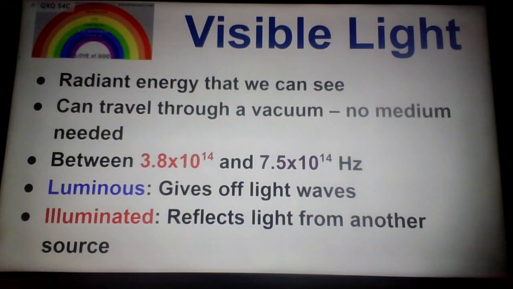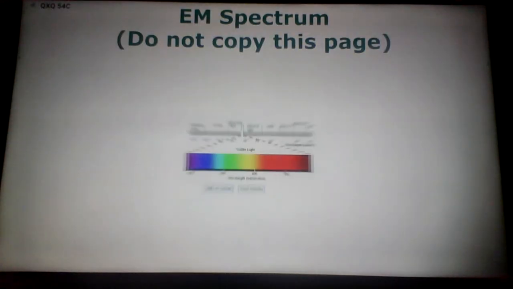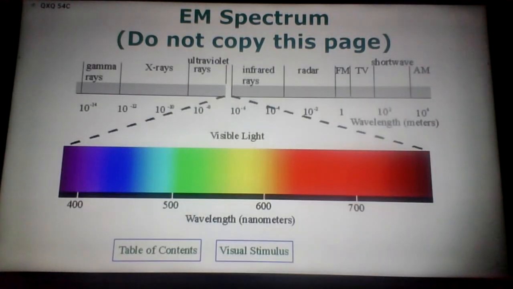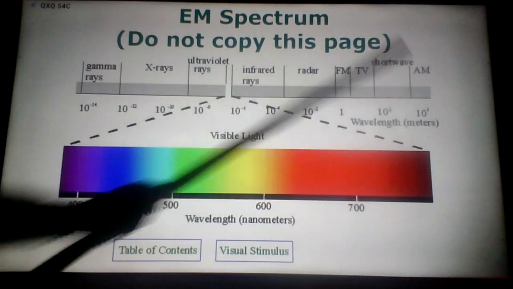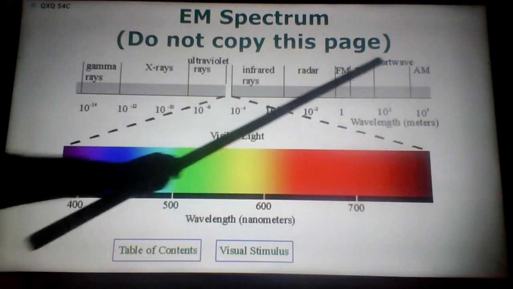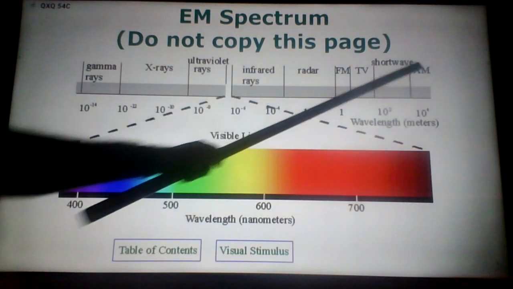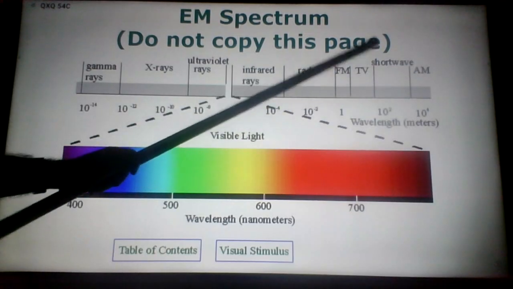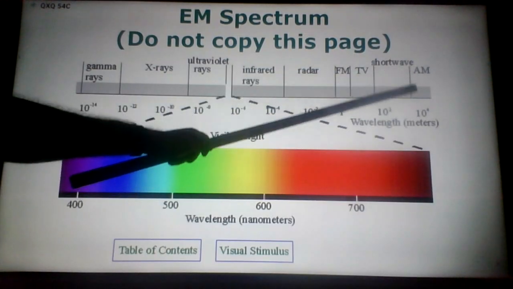Ready? Now you don't have to copy this page, just take a look at the picture. Now from left to right, these are in order of shorter to longer wavelength. So gamma rays have the highest frequency of all light waves. However, gamma waves have the smallest wavelength, that's 10 to the negative 14th. Radio waves, FM, TV, shortwave, and AM, those are all kinds of radio waves. Those have the lowest frequency but the longest wavelength.